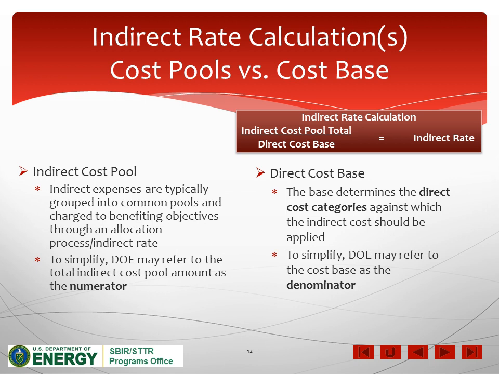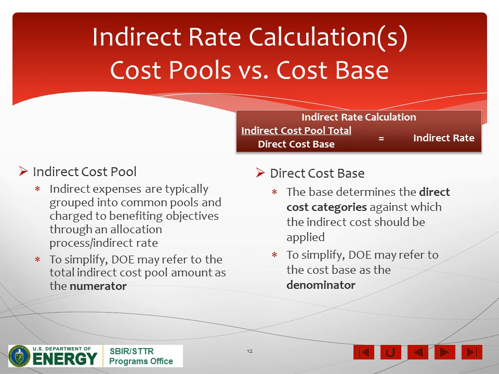So now that we have discussed in more detail what an indirect cost is and where the indirect costs come from, we are going to move into how to calculate an indirect rate. An indirect rate is made up of an indirect cost pool and a direct cost base. Indirect expenses are grouped into common pools, i.e., fringe, overhead, and G&A, as we discussed previously, and charged to benefiting objectives through an allocation process.